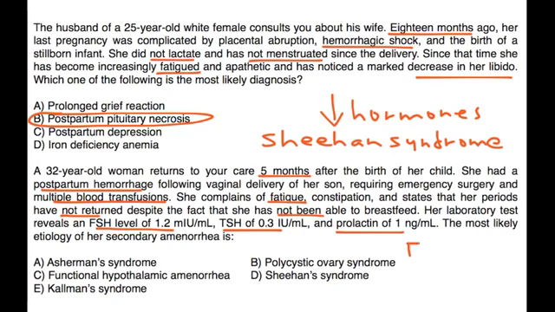So normal FSH is usually between 3 and 20. Normal TSH is between 0.5 and 5. And prolactin usually is below 20. So all three of these hormones are low. All three of these hormones are, of course, from the anterior pituitary, and the clinical scenario also matches that of Sheehan syndrome. Choice D.